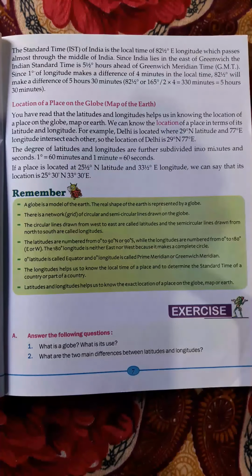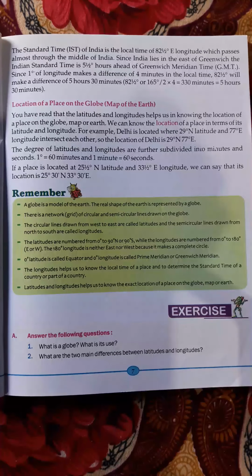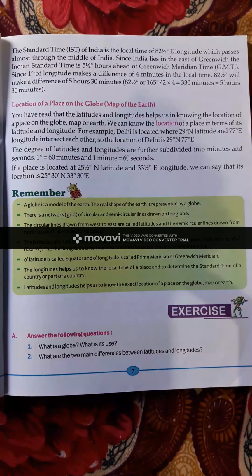Since 1 degree of longitude makes a difference of 4 minutes in the local time, 82.5 degrees will make a difference of 5 hours 30 minutes.